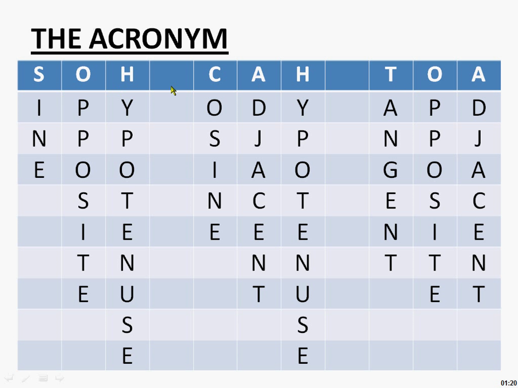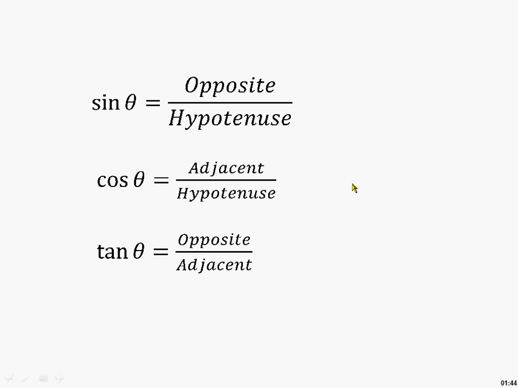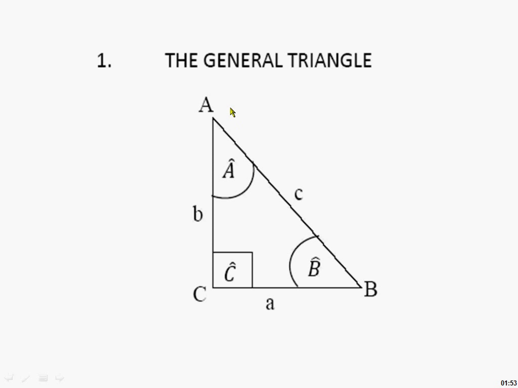SOHCAHTOA, which means that sine is opposite over hypotenuse, cosine is adjacent over hypotenuse, and tangent is opposite over adjacent. Sine theta opposite over hypotenuse, cosine theta adjacent over hypotenuse, tan theta opposite over adjacent.